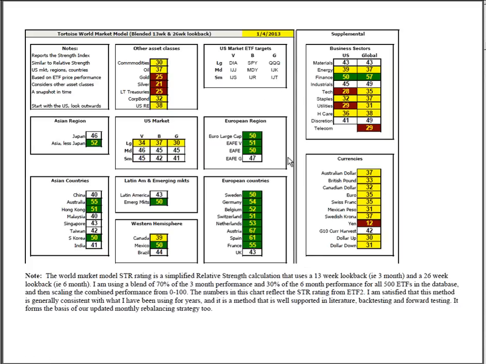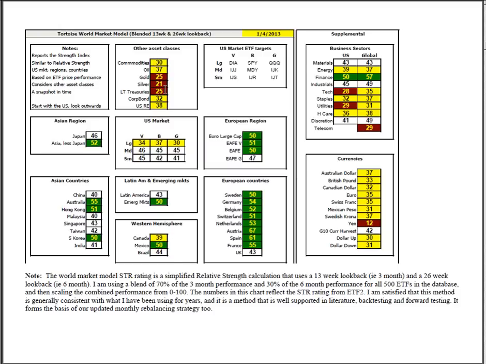World market model. The U.S. is above average for mids and smalls. The large caps are below average. But you see the NASDAQ has come out of the red where it was last week. Anything Europe is exceptionally good, except the U.K., which is just above average. Everything Asia and Asia less Japan is above average or exceptionally so. Most of the emerging markets are above average except Canada.